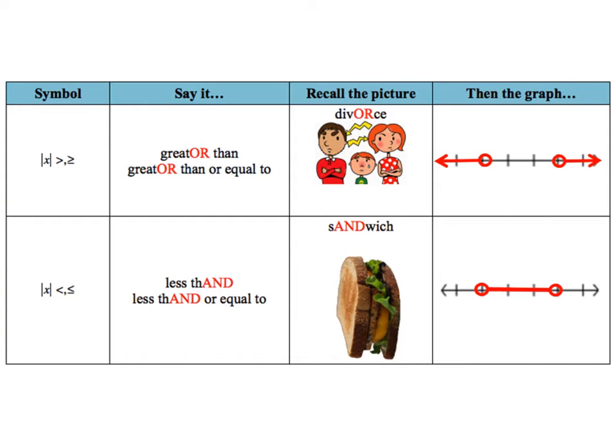Also, to review, if it's a greater than or equal to sign, it's greater than, so it'd be a divorce, as we can see. And if it's less than or equal to, it's like a sandwich, so we're going to shade in the middle.